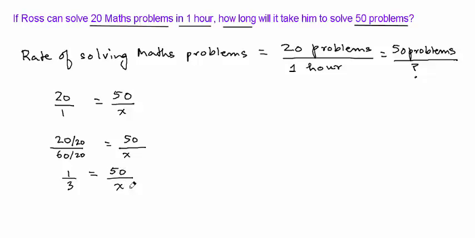So it's pretty much an equivalent fraction problem. The fraction 1/3 changes to 50 over something when you multiply 1 with 50. So to keep the fraction the same, you multiply 3 with 50 as well. So this number x is equal to 150, and that's in minutes because we already changed the number of hours to minutes in this step. So 50 problems will be solved in 150 minutes, and that is equal to 2 hours and 30 minutes or 2.5 hours.